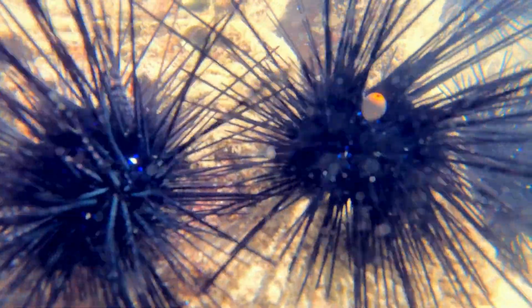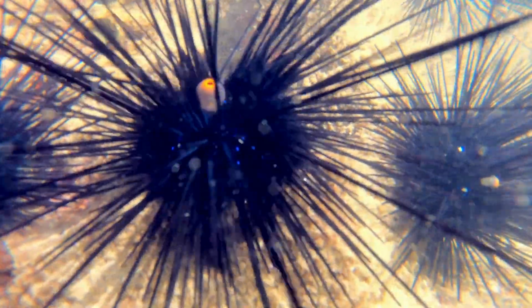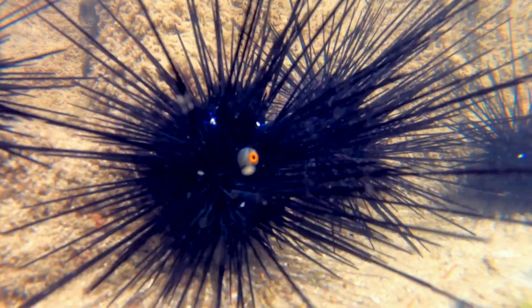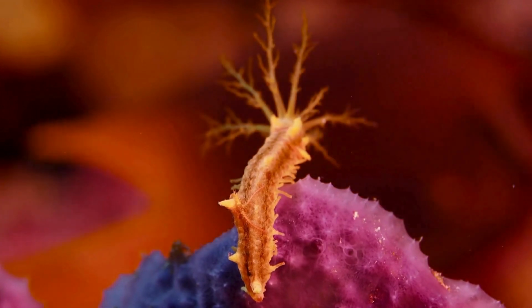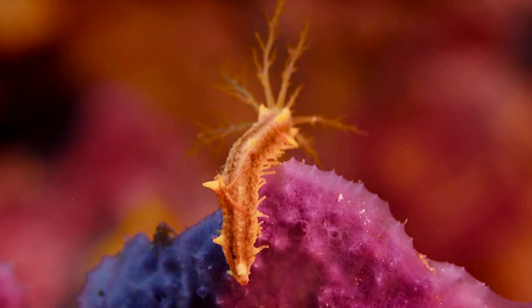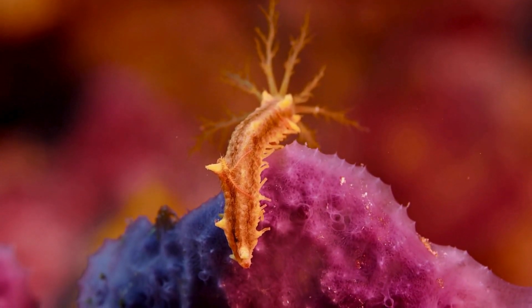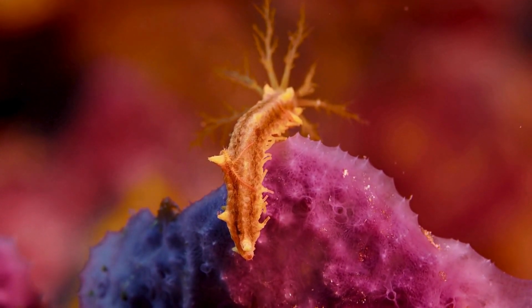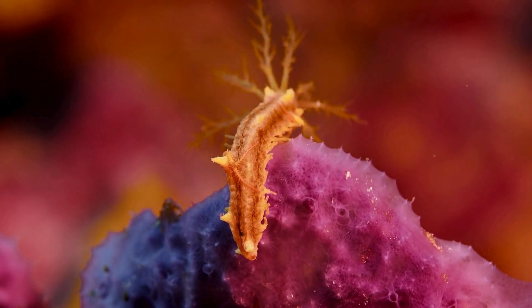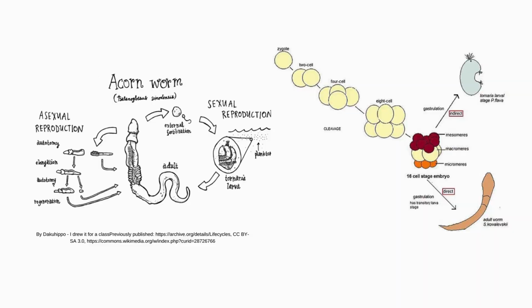Complete digestive tract with a mouth on the ventral side and anus on the dorsal or aboral side. Open circulatory system with a reduced heart and hemal system. Respiration occurs through dermal branchiae or skin gills, tube feet, or specialized structures like respiratory trees in sea cucumbers. Sexual reproduction with separate sexes, external fertilization is common, and development can be direct or indirect.